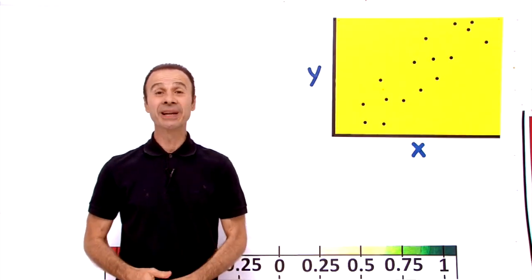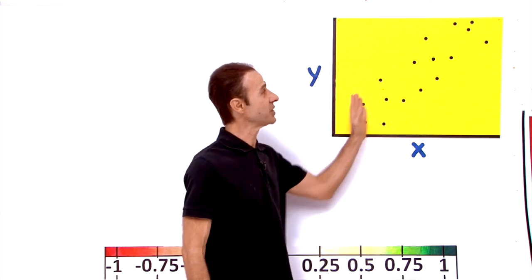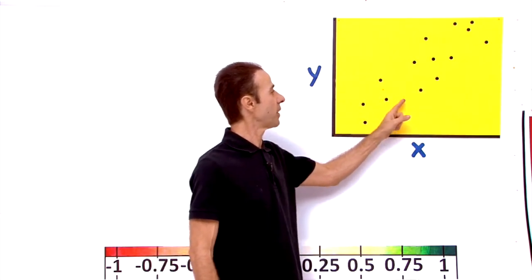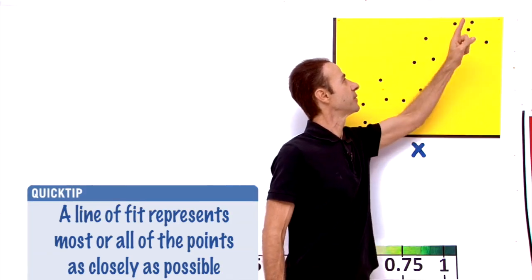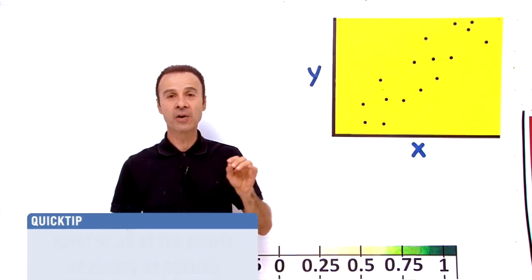All right, let's put in a line of best fit on this scatter plot. Now we have 16 points on this scatter plot. Let me just check. 1, 2, 3, 4, 5, 6, 7, 8, 9, 10, 11, 12, 13, 14, 15, 16 points. We're asked to put in a line of best fit.